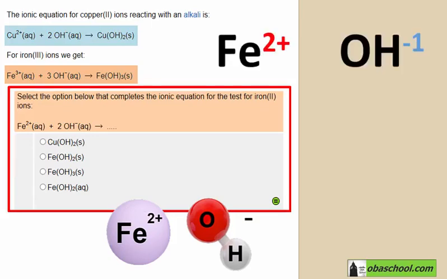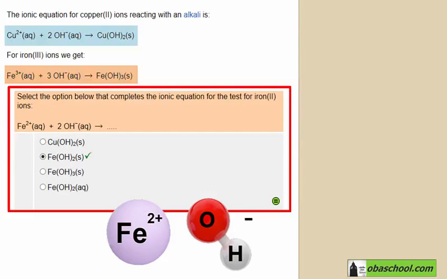Let's use the crisscross method. The 2 will be over here and this 1 over here, so this is Fe(OH)2. The product is Fe(OH)2, which is solid.